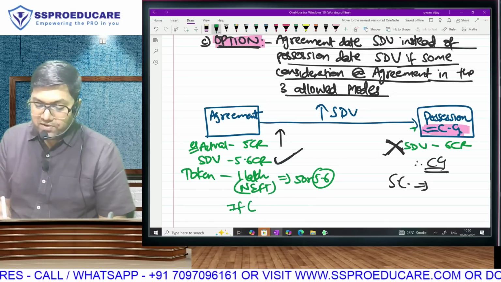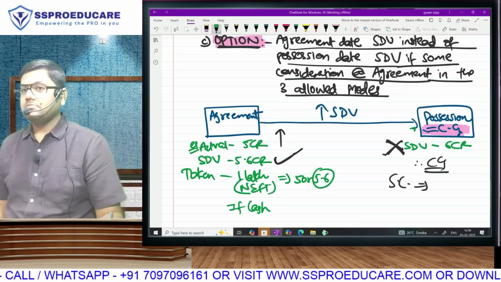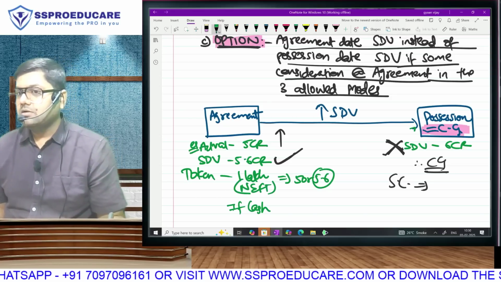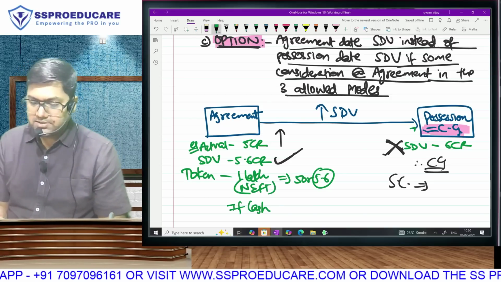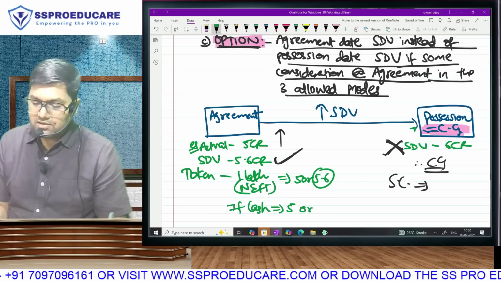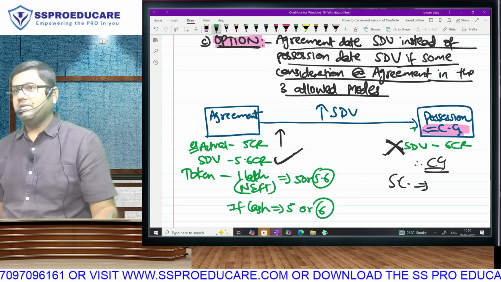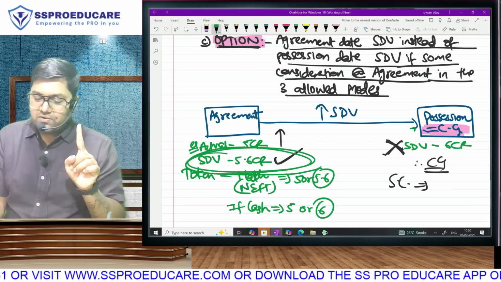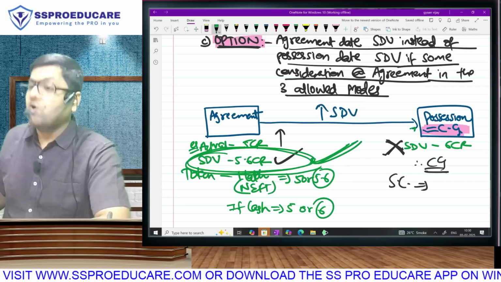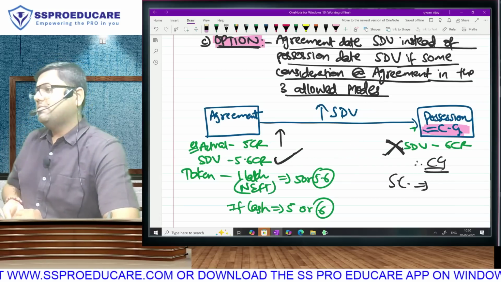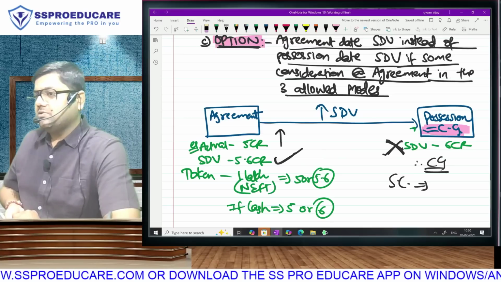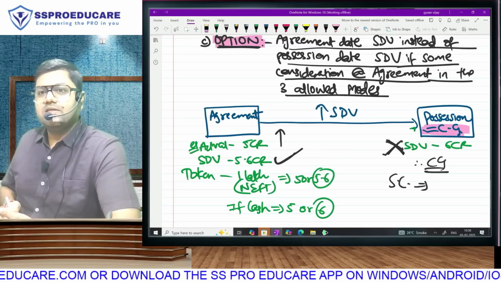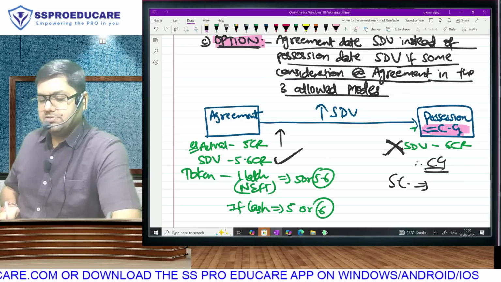Supposingly, this token of 1 lakh at the time of agreement was cash, then this facility is not available. So the capital gain? This time my comparison will be 5 or 6, and my answer will be 6. I get the facility of taking this lower stamp duty value only if I have taken the advance in an allowed mode on the date of agreement. Understood? If I dissatisfy the condition, 5 or 6. If I satisfy the condition, then 5 or 5.6.